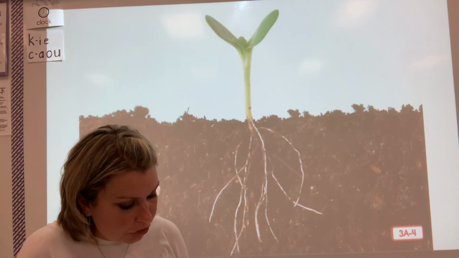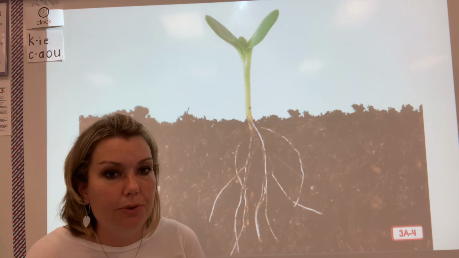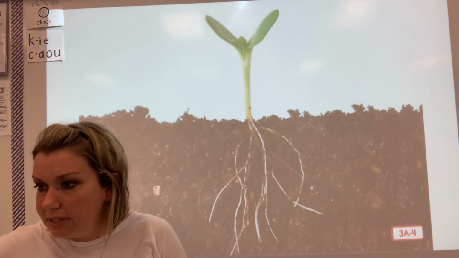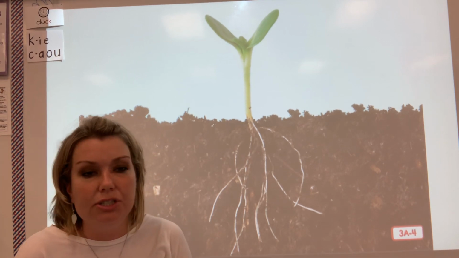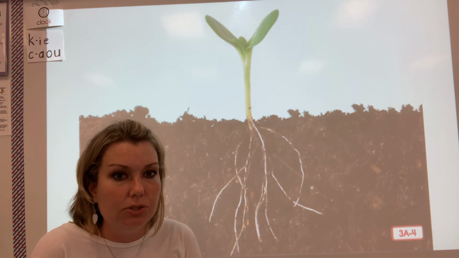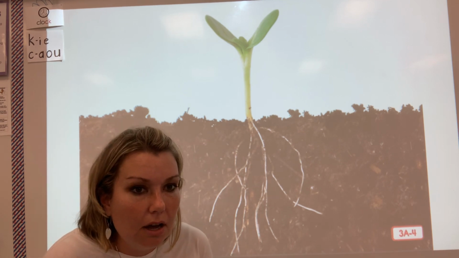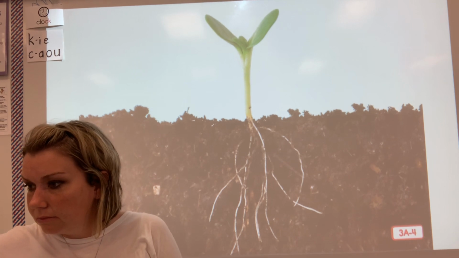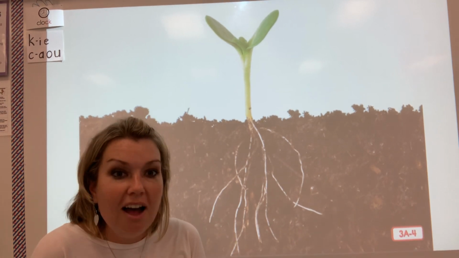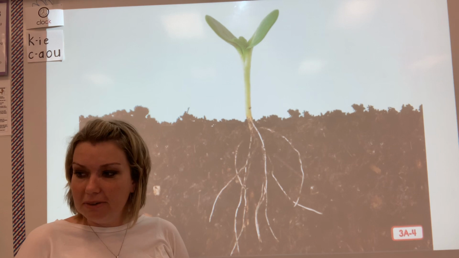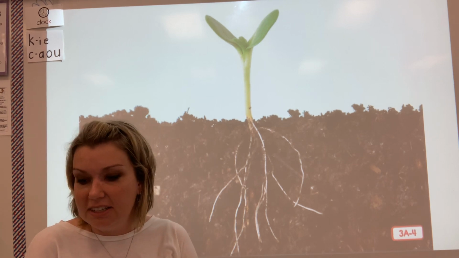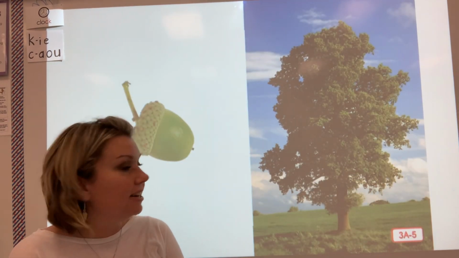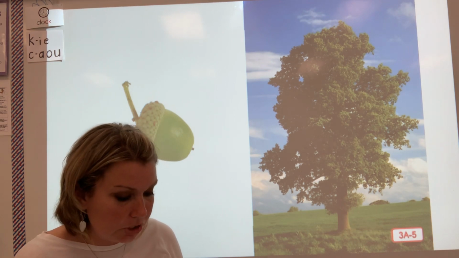What kind of tree does an acorn grow into? Ooh, let's see who is thinking about that. What kind of tree does an acorn grow into? Okay. Good job. You are paying attention. Yeah, an acorn does grow into an oak tree.